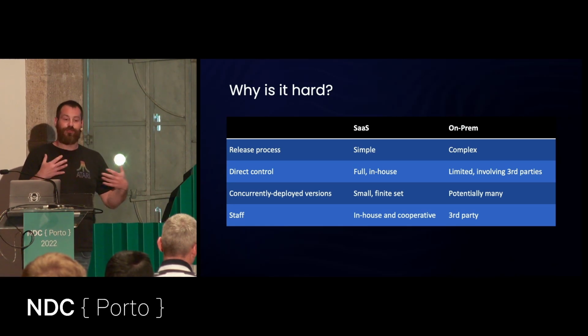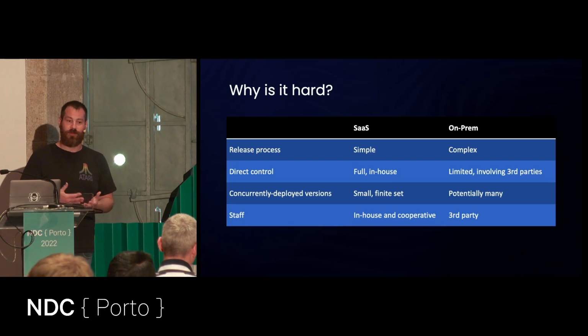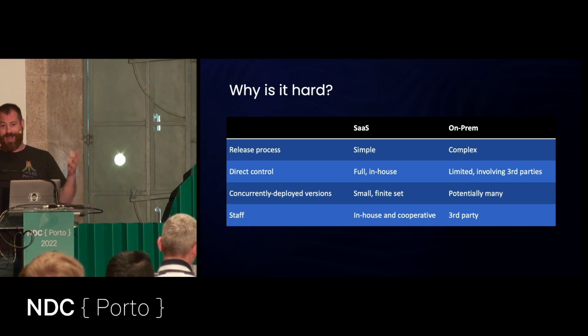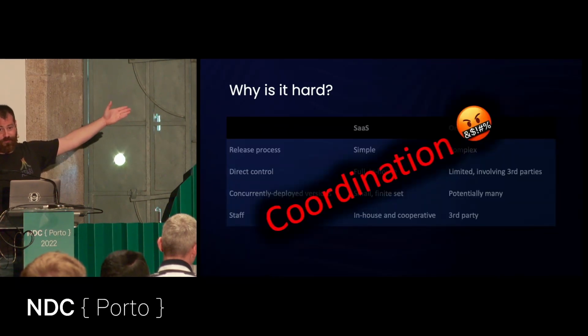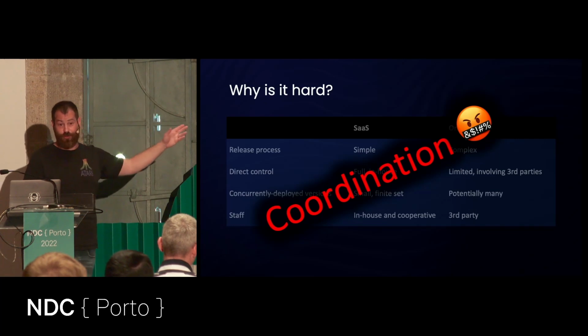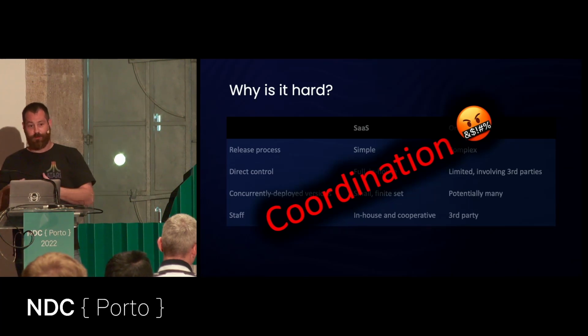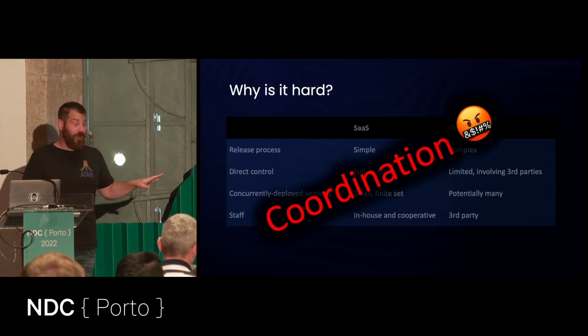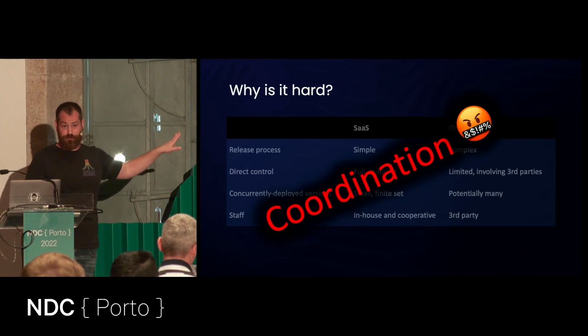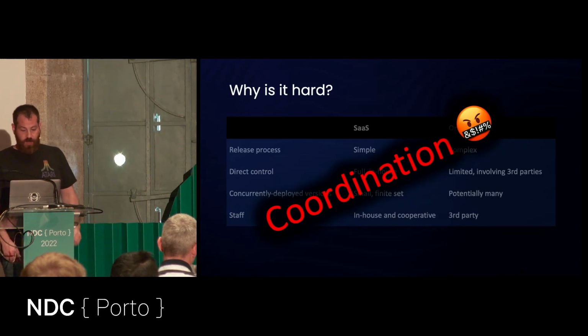So the challenges in on-prem deployment can basically be summed up as one category of challenges, which is coordination. Coordination is hard. We all know that, right? Conway tells us that. Experience tells us that. Anything that requires 2 or more people to coordinate in order to get a job done becomes that much harder. And all of the challenges around on-prem basically revolve around this point.